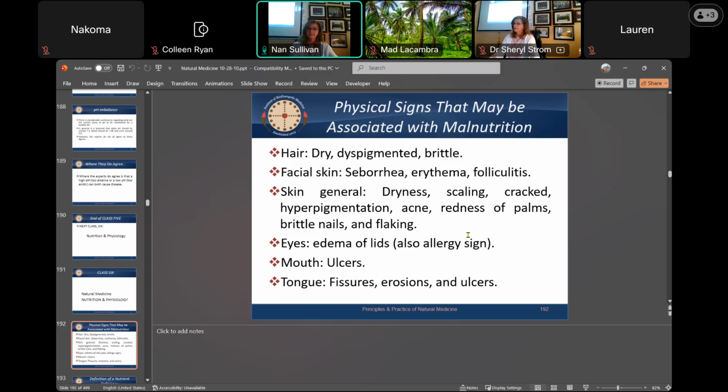Eyes, edema of lids, also an allergy sign. Mouth, you can get ulcers. Tongue, you can get what we call fissures, or the big lines, especially down the center where the digestive sign is, erosions and more ulcers.